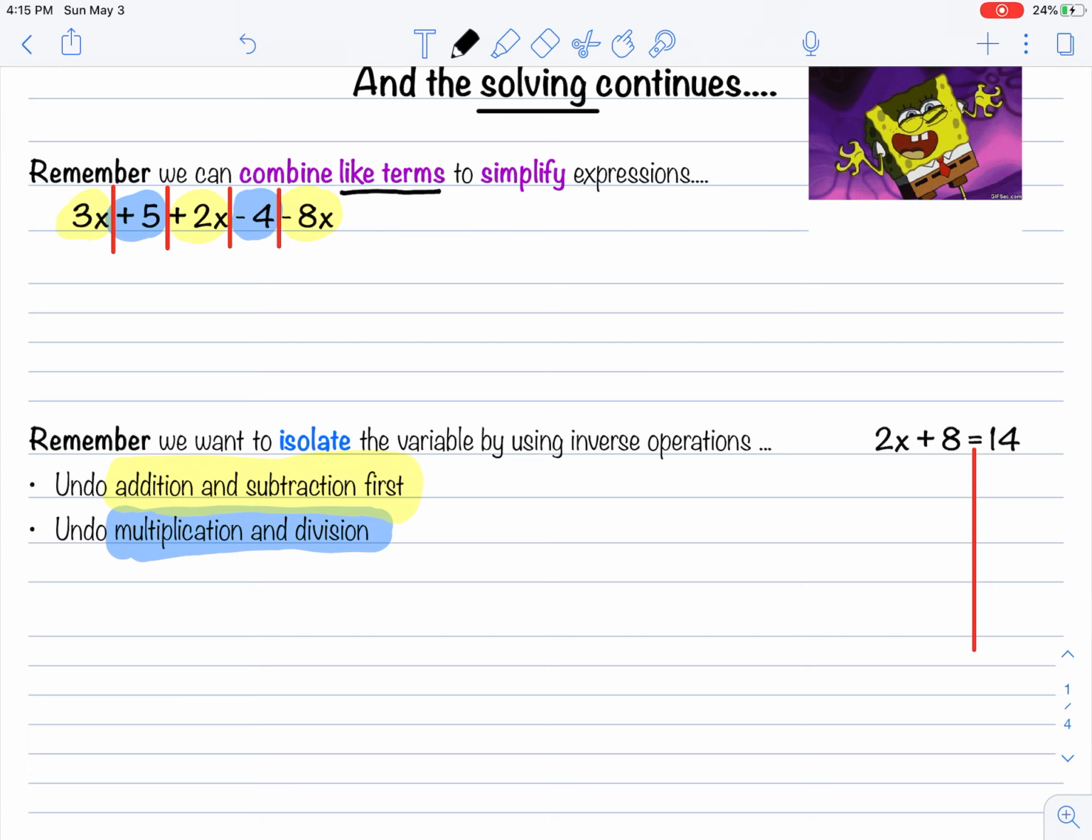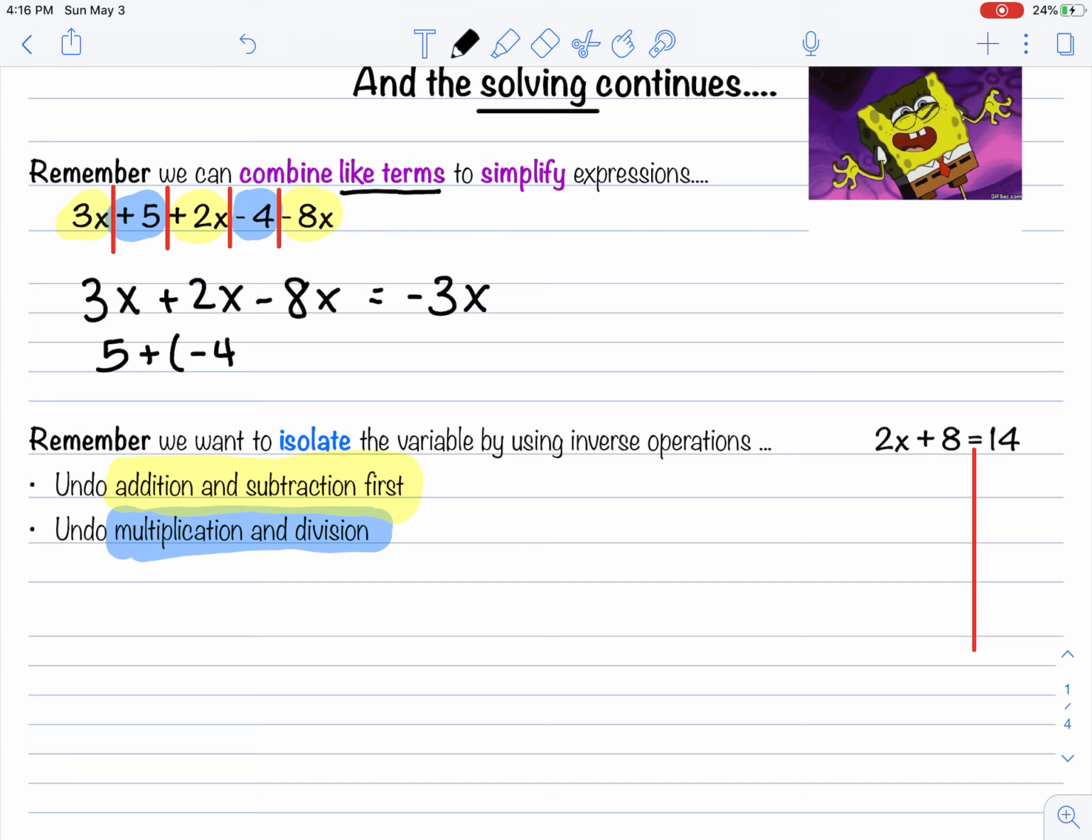So we need to remember that our like terms are terms that can go together, such as 3x, 2x, and negative 8x. So if I combine those, I would get a total of negative 3x, and then terms like constant terms 5 plus negative 4, and I would get positive 1. So combining these together, I get negative 3x plus 1.